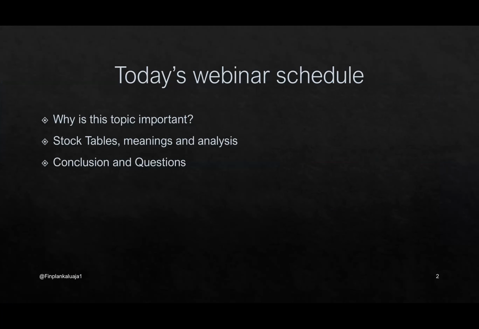So why is this topic important? Like I said, the terms are used across the board, not just on stock tables in newspapers, but stock tables on your fintech apps and all that. So you have to understand what volume means, what bid means, and how it relates to what you're doing. We're going to talk about the stock tables, analysis, and the meanings of all those words. Then we'll conclude, and then we'll ask questions. All right, guys, let's get to it.